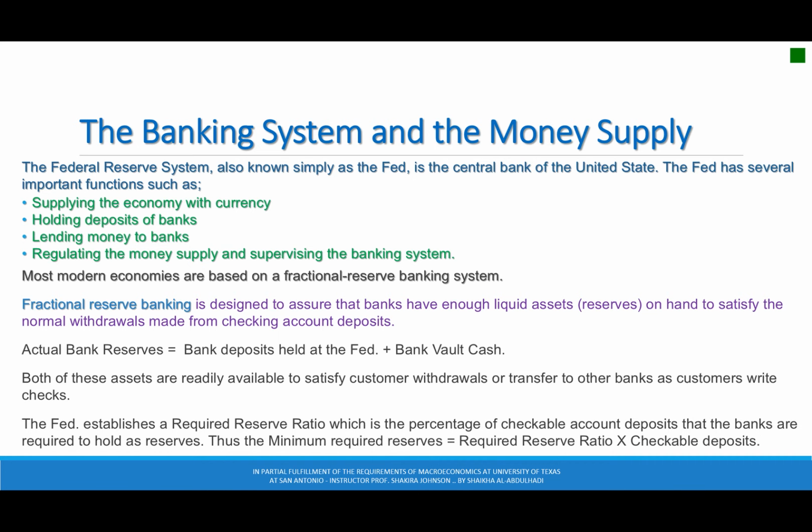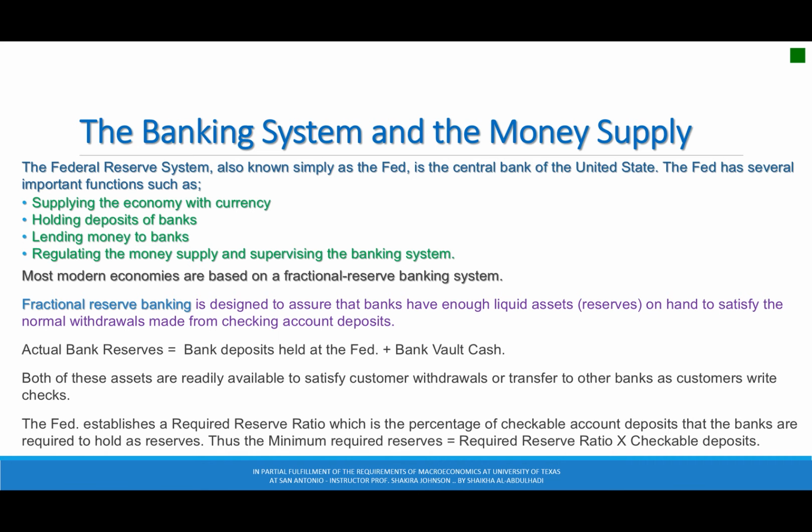Most modern economies are based on a fractional reserve banking system. Fractional reserve banking is designed to assure that banks have enough liquid assets on hand to satisfy the normal withdrawals made by checking account deposits. Actual bank reserves equal bank deposits held at the Fed plus bank vault cash. Both of these assets are readily available to satisfy customer withdrawals or transfers to other banks as customers write checks.